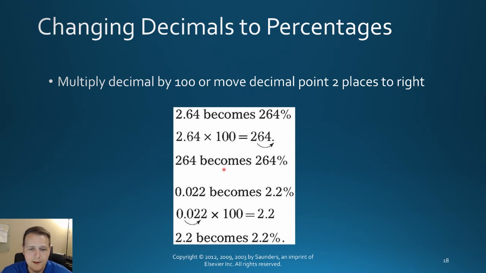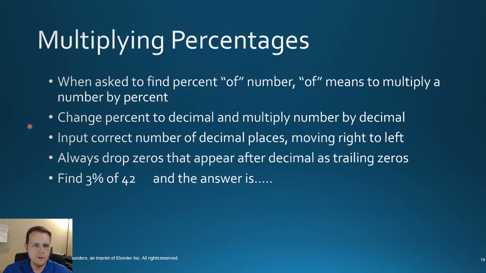What would happen if we had, say, the value 0.022? The same thing can happen. You just move the decimal place 2 points over to the right. So again, 1 and then 2, and that turns into 2.2%. Fairly straightforward, okay?